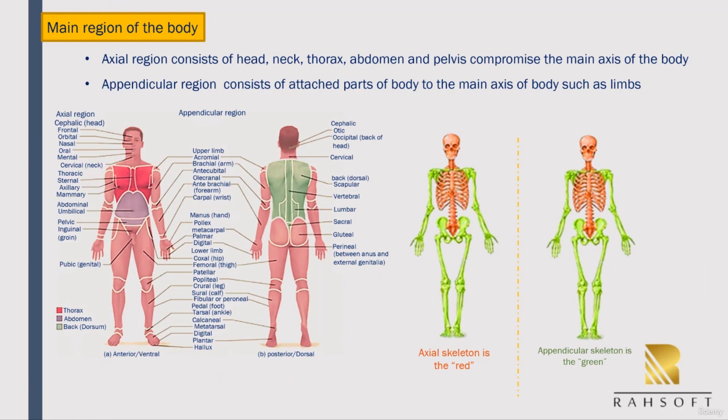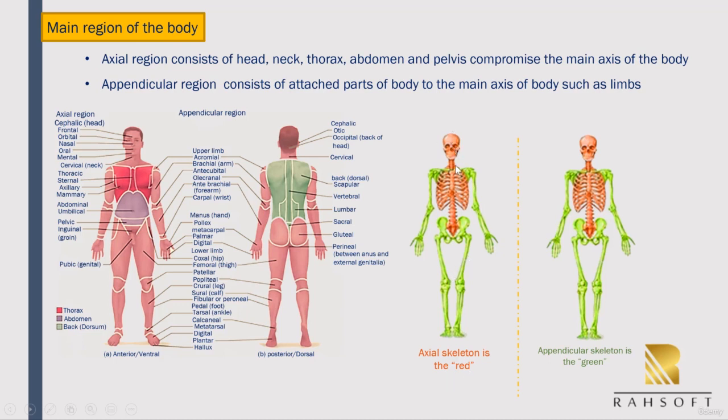So the main regions of the body are talked about in this slide. The things to know are that the axial region consists of the head, neck, thorax, abdomen, and pelvis, and these also comprise the main axis of the body. The appendicular region consists of attached parts of the body to the main axis, such as the limbs. You can see in this skeleton diagram that the axial region is the red part.